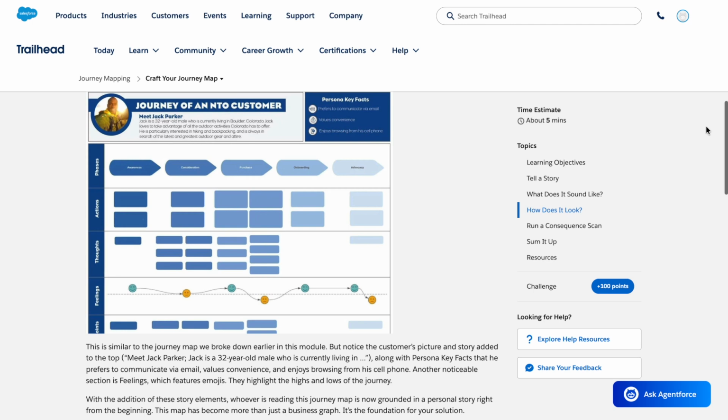Another noticeable section is feelings, which features emojis. They highlight the highs and lows of the journey. With the addition of these story elements, whoever is reading this journey map is now grounded in a personal story right from the beginning. This map has become more than just a business graph. It's the foundation for your solution.